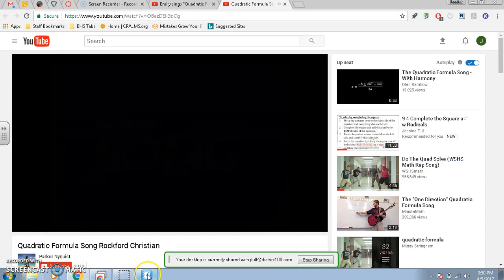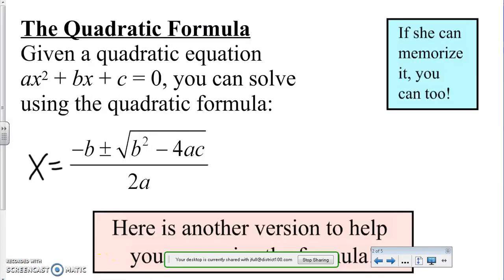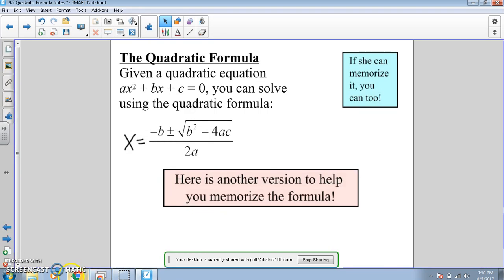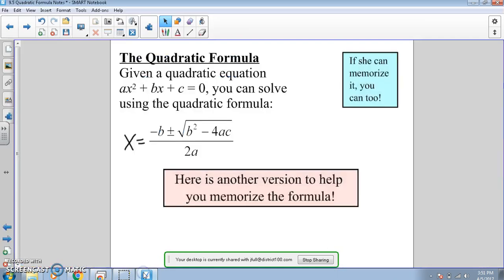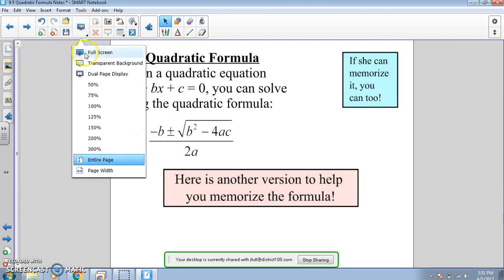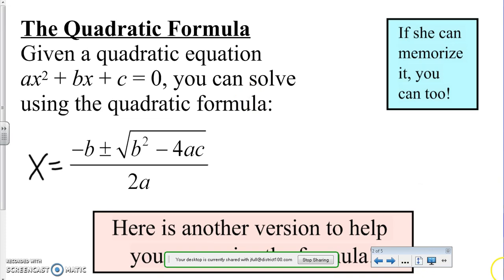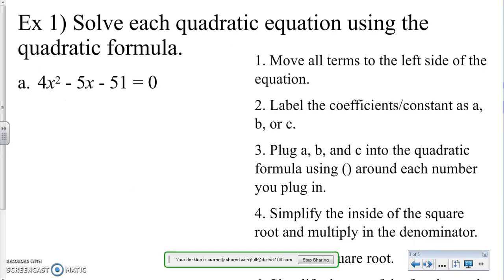Okay, so like I said, a nice easy way to memorize that. Can I play again? Okay. Definitely something to memorize. You will use it often in this unit and also in Algebra 2 and Pre-Calculus and sometimes in Geometry. So let's go ahead and talk about how to use it.